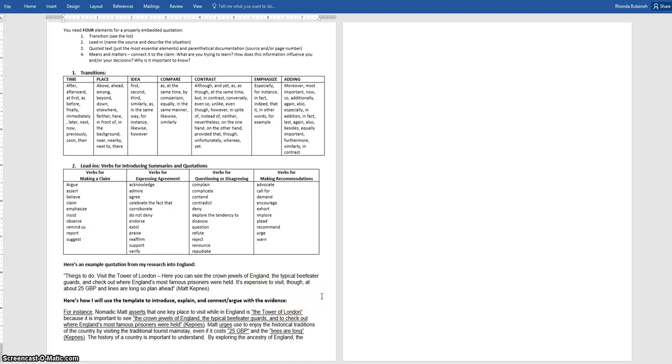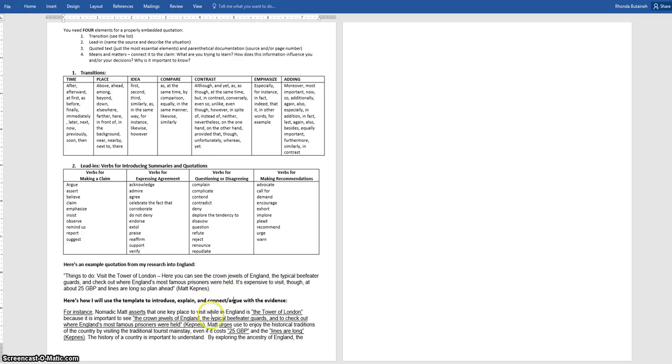I have my transition, for instance. I have the speaker who is writing, Nomadic Matt, and I have my verb. So I wrote, for instance, Nomadic Matt asserts that one key place to visit while in England is the Tower of London, because it is important to see, and then I quoted part of this right here. I didn't say you can see, I said it's important to see this. Okay, that's my bit of text that I'm going to use.